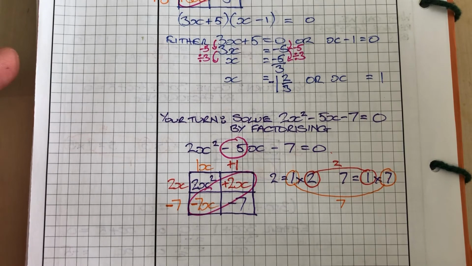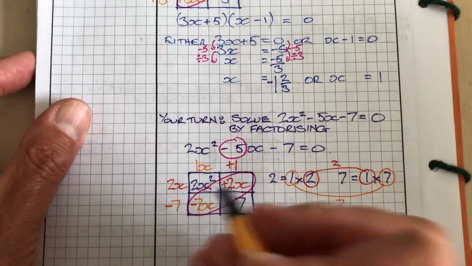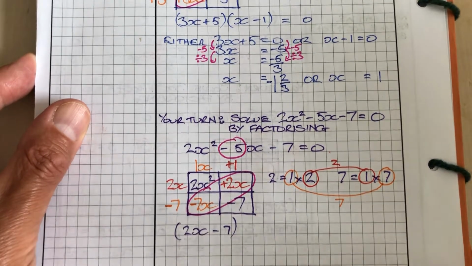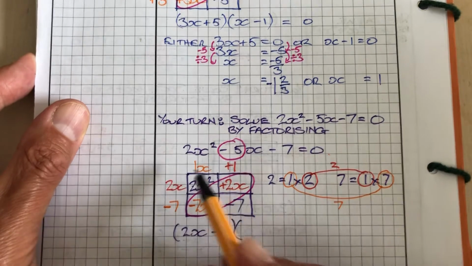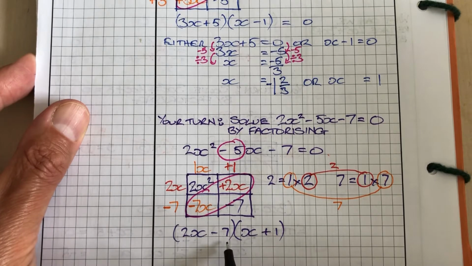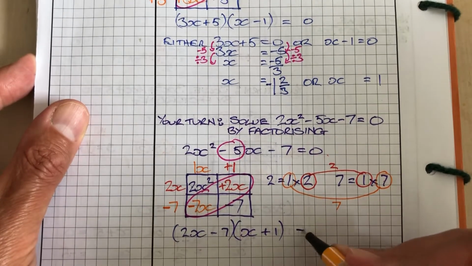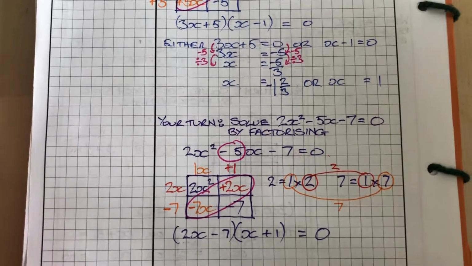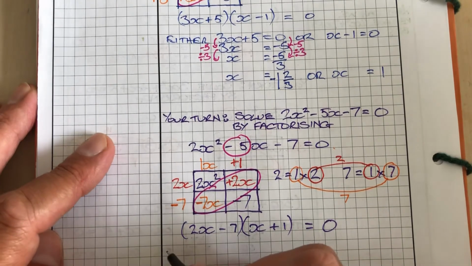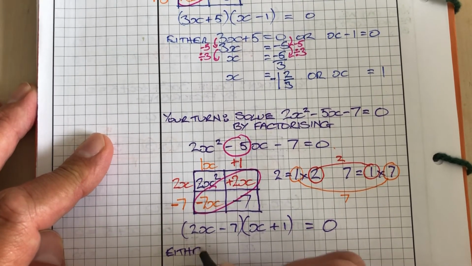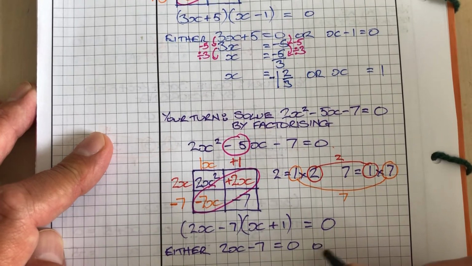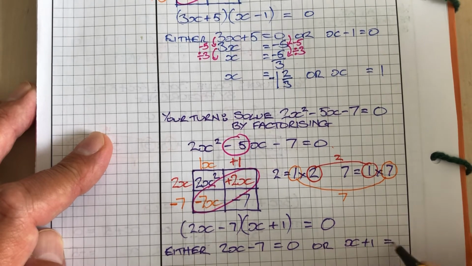So, dragging out what we've got from here then. Here is 2x take away 7. Here is 1x add 1. And 2x take away 7 times by 1x add 1 is equal to 0. Now for the magic, something times something is 0. One of them's 0. Well, either it's that one, or it's that one.